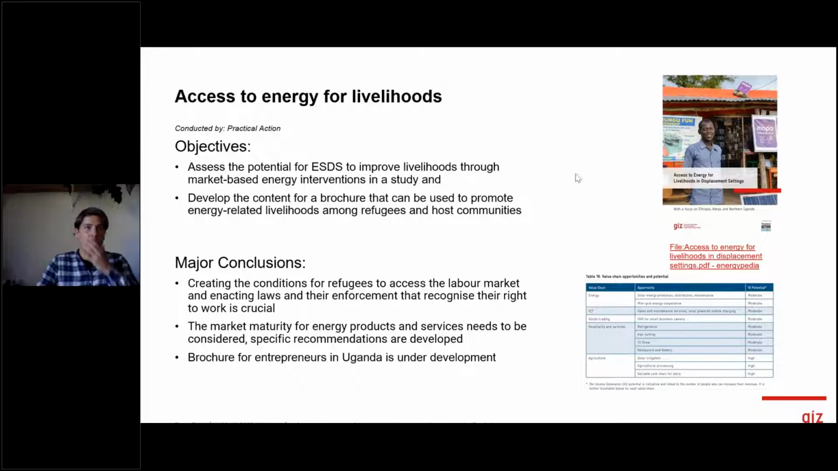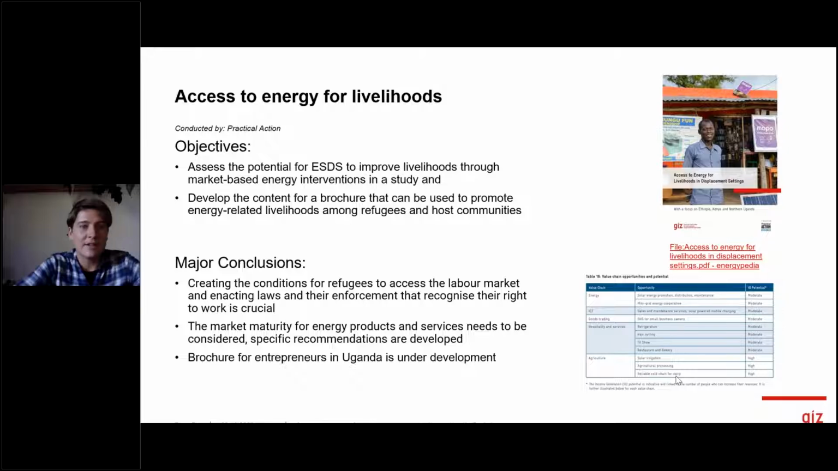And then a brochure was also developed which can be used for the communities, which identifies what value chain gives which job opportunity and which market opportunity. Major conclusions here are that it's very vital to create conditions for refugees to actually access the labor market, and also the enforcement of these laws that refugees have access to bank accounts, etc. And different market maturity for different products really depends on whether this is going to be a good livelihood opportunity or not. And more about that you find in the study.